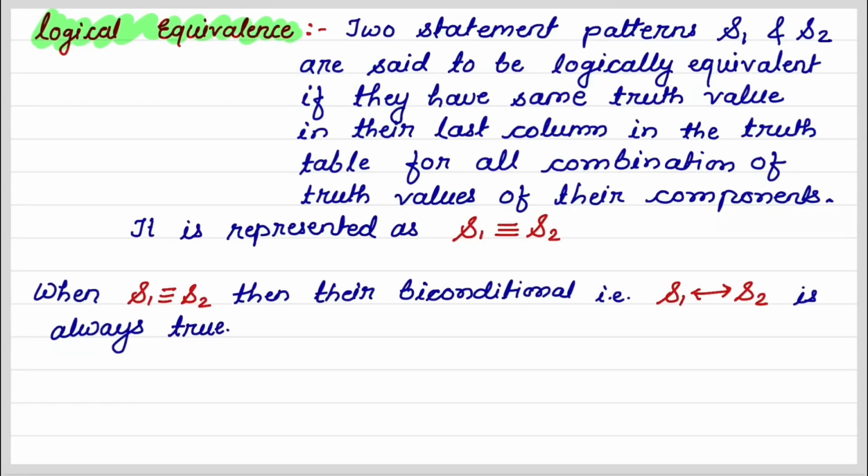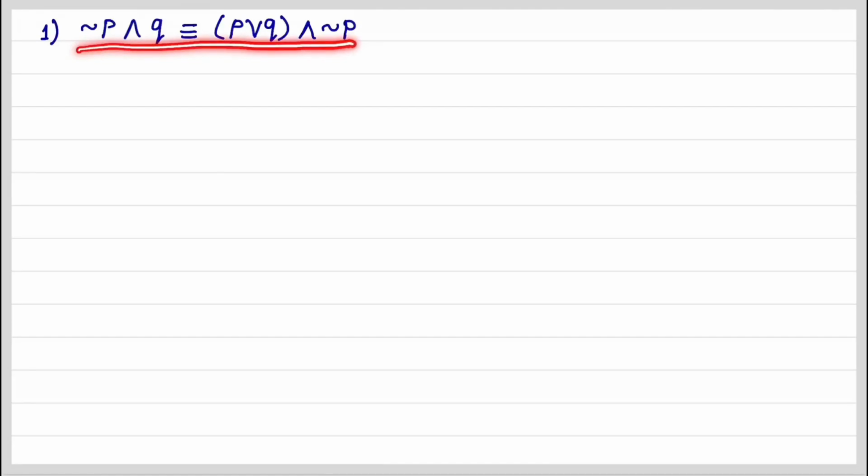Let us see some examples of logical equivalence. First example, negation of P and Q is logically equivalent to P or Q and negation of P. To prove this logical equivalence, we have to form combined truth table.